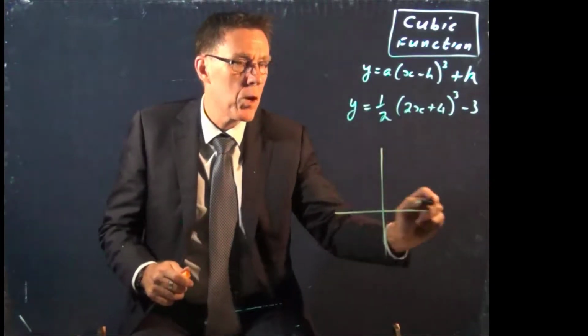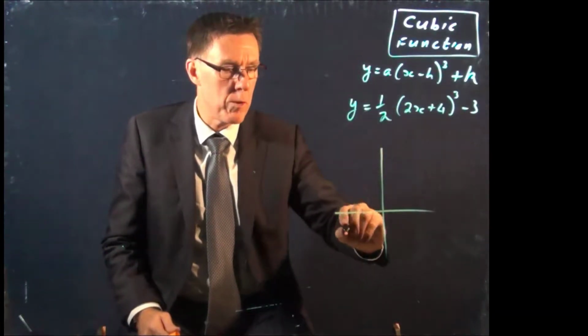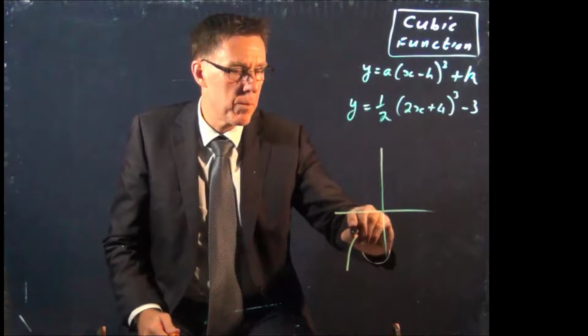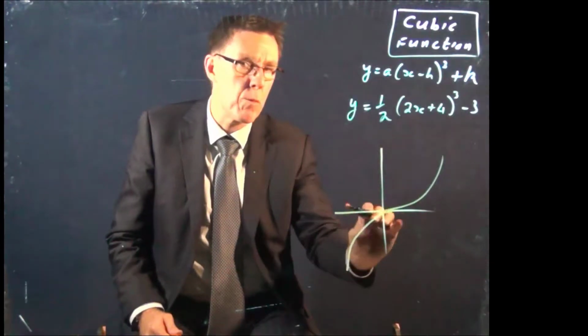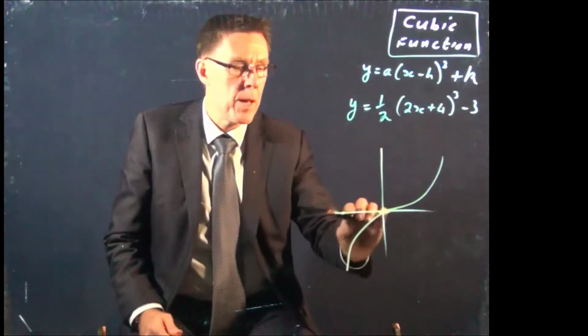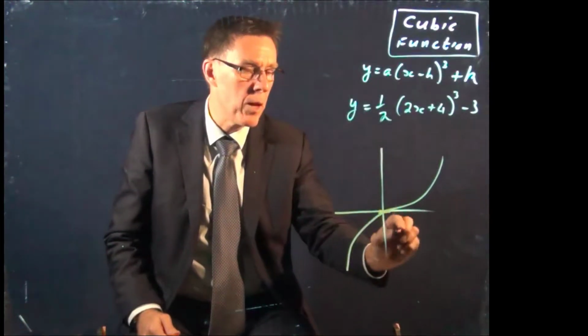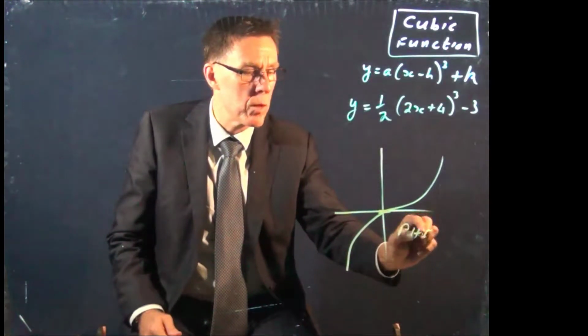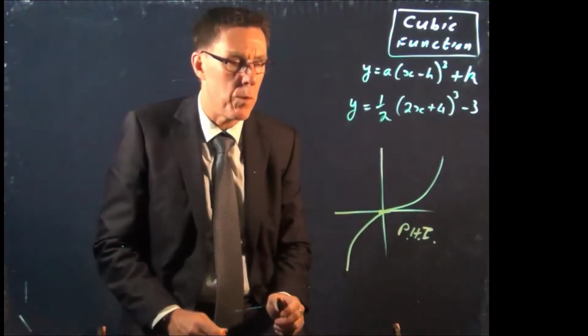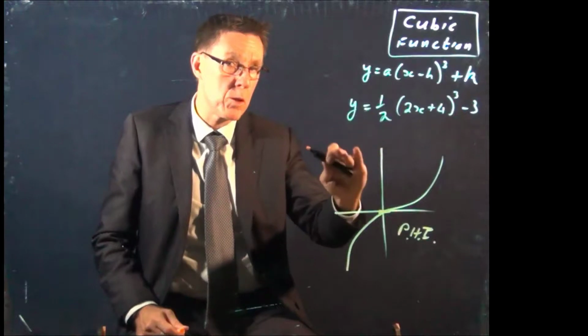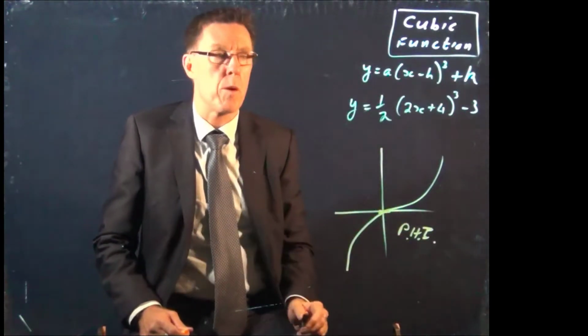First of all, your cubic shape is generally going to be like this, where that's a stationary point there, it's got a horizontal gradient. Because it's horizontal like that, we could actually call it a point of horizontal inflection. So it's a type of stationary point. It's not a turning point because it doesn't turn around, but the gradient is still zero.